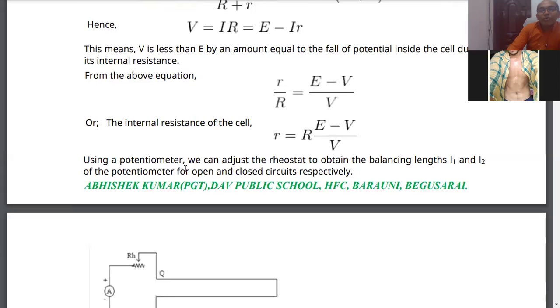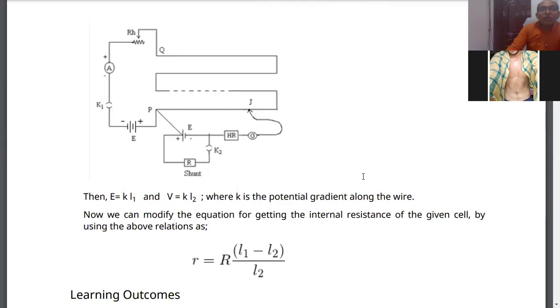And using a potentiometer, this is the theoretical part. Using a potentiometer, we can adjust the rheostat to obtain the balancing lengths L1 and L2 of the potentiometer for open and closed circuit respectively. Try to understand. L1 is for open circuit and L2 is for closed circuit. Once you measure the balancing length for open circuit, and again for closed circuit, name these lengths L1 and L2.